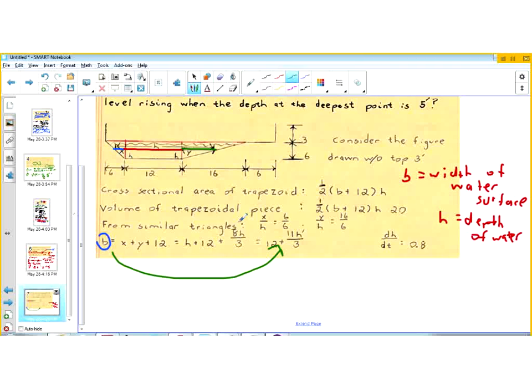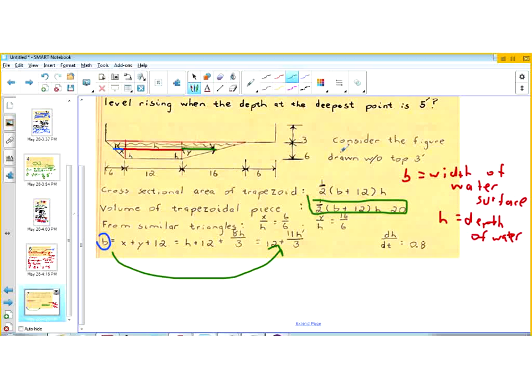So how do we proceed with that? Knowing what B is, we have a formula for the volume of the water. So the volume of the water is this formula right here. There's your volume.